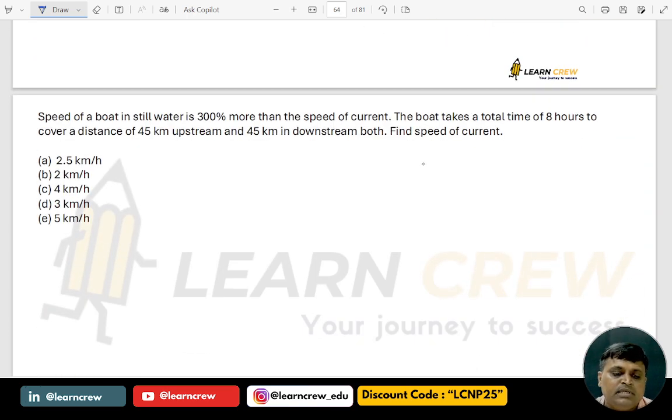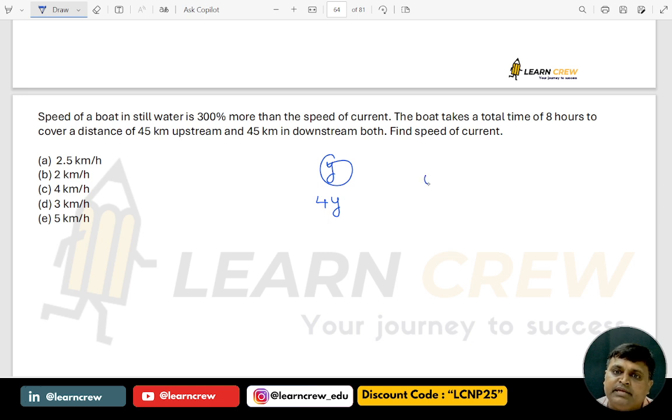Next, speed of the boat in still water is 300% more than the speed of the current. So if speed of the current is y, then speed of the boat in still water is 4y. Now what is given here? The boat takes a total time of 8 hours to cover a distance of 45 kilometers upstream and 45 kilometers downstream both. Find the speed of the current. Speed of the current means we need to find out y is how much.